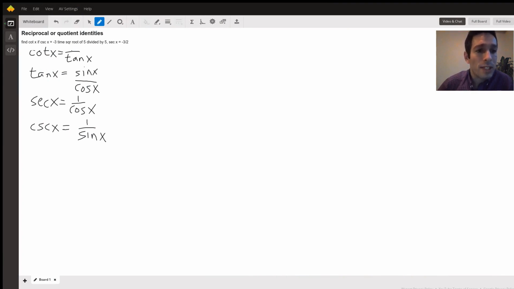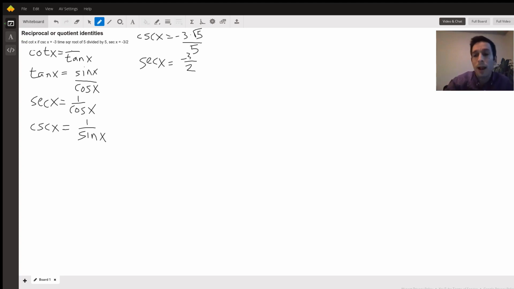It says find the cotangent of x if cosecant of x equals -3. Let's write that out. Cosecant of x equals -3 times the square root of 5 divided by 5. All right, cool. And then it says the secant of x equals -3 over 2. Now, being fancy with fractions is really what this is all about.